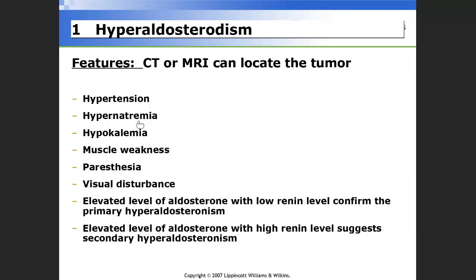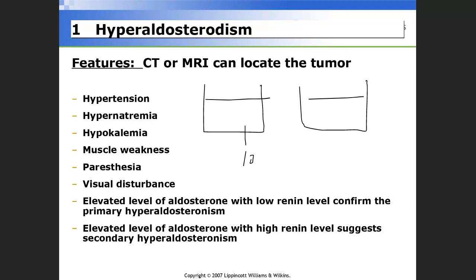Hyperaldosteronism, of course, because you have a lot more sodium, is the opposite of that, right? You can have hypernatremia. The volume is the same, let's say the volume of blood is 10 ml and 10 ml, but because you have more sodium retention, let's say here was 20 molecules of sodium, now it has become 40 molecules of sodium, for example. In this case, we call this hypernatremia.